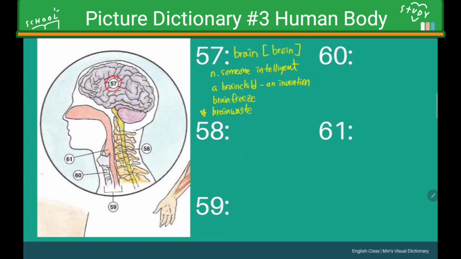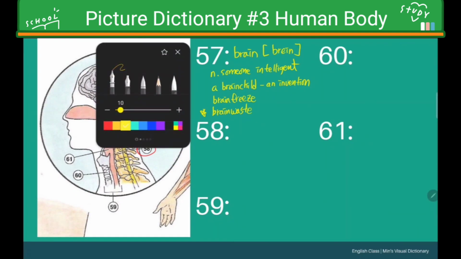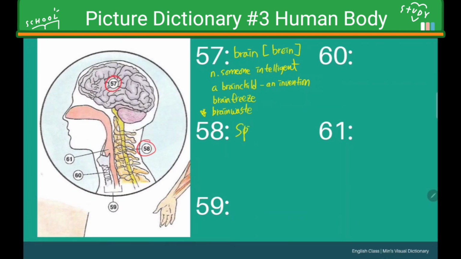All right? And 58 is this part, and this is very important, and it's always protected by our neck and our neck bones, and this is what we call spine. Spine. Like that. And right here, this long cord is what we call spinal cord. Spinal cord.